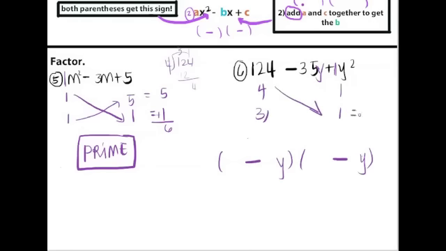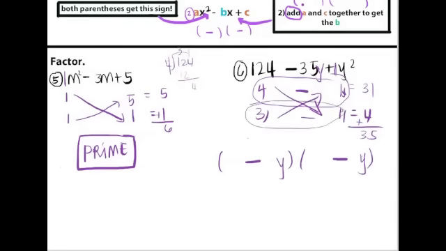4 times 1 is 4. 31 times 1 is 31. If I add those together, I get 35. So here we go, going across, I get 4 minus 1y. Remember, the y has to go in the back because the y squared is there. 31 minus y. And that's it.